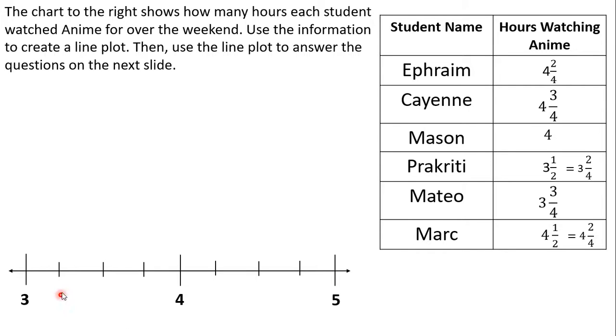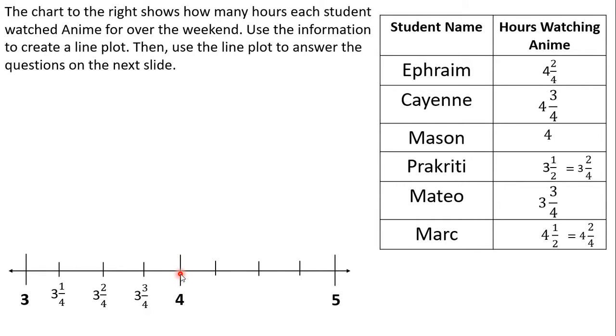So here we know that each tick mark is going to represent 1 more fourth. So if we have 3 here and we add 1 more fourth, we now have 3 and 1/4. 1 more fourth would be 3 and 2/4. 1 more fourth would be 3 and 3/4. And 1 more fourth would be 3 and 4/4, which is the same as 4 wholes.